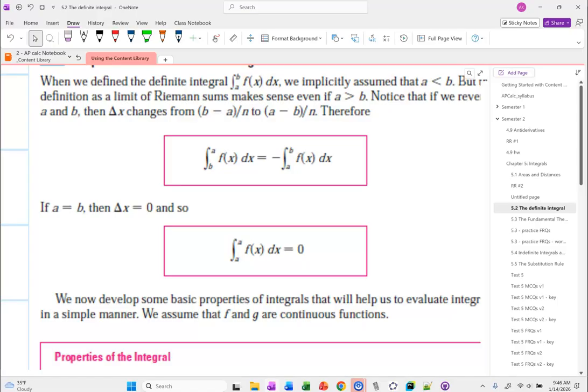If I integrate from A to A, the area under that curve is 0 because the area under a single point is 0, right? These points have no width. So that one we've already kind of talked about, but we're writing it formally here. Everybody feel good? Okay.